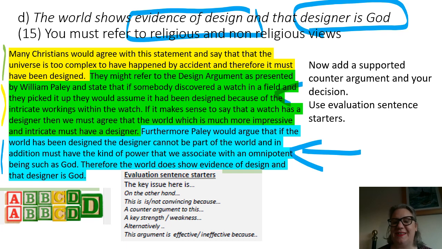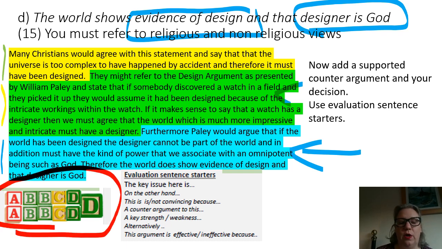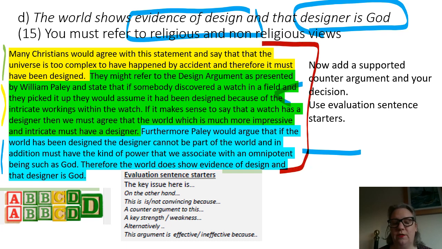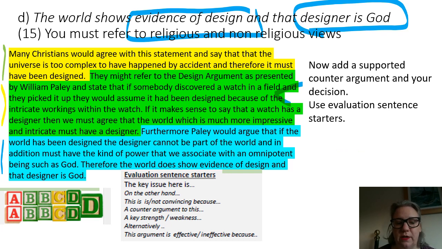And then you're going to add your evaluation, your decision at the end, because we're using this structure here. And you're going to tell me whether you're convinced by the original views in here, or are you more convinced by the counter argument. And when you do that, you might want to use some of the sentence starters from the bottom. So this is not convincing. A key strength or weakness is. This is effective, ineffective, because.